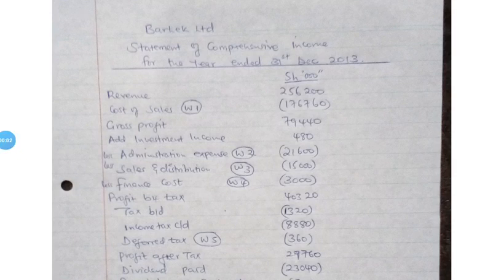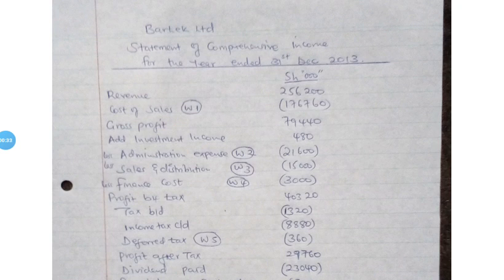So I've already written FS.Bartek Ltd statement of comprehensive income for the year ended 31st December 2013, and from our question, the revenue is 256,200. We check from our question. Then we are recording revenue the way it is.